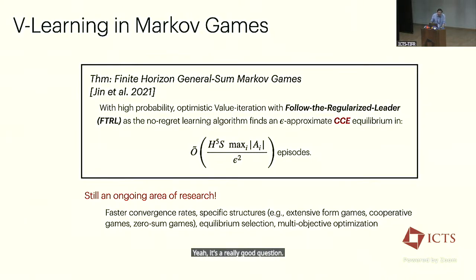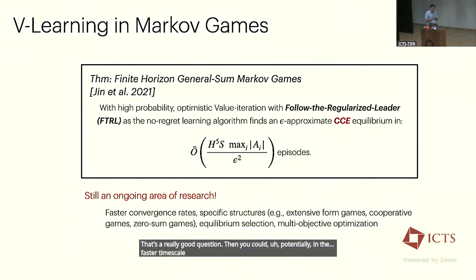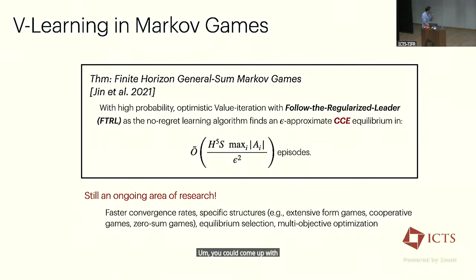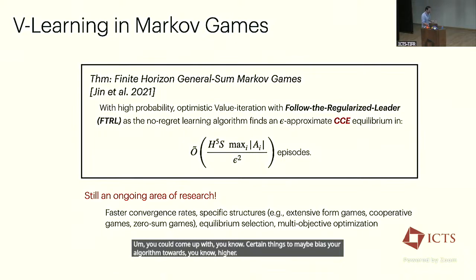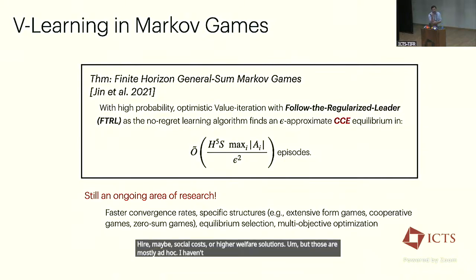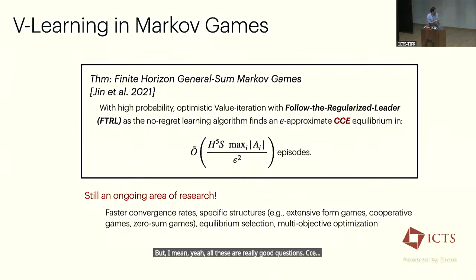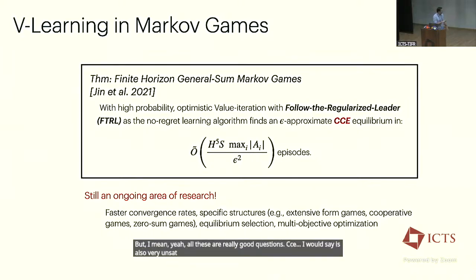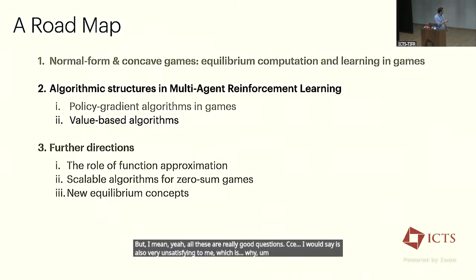Then you could potentially, in the faster time scale, incorporate some kind of equilibrium selection. Yeah, you could come up with certain things to maybe bias your algorithm towards higher social welfare solutions. But those are mostly ad hoc. I haven't seen anything pretty rigorous about it. All of these are really good questions. CCE, I would say, is also very unsatisfying to me, which is why later on we're really going to talk about that.